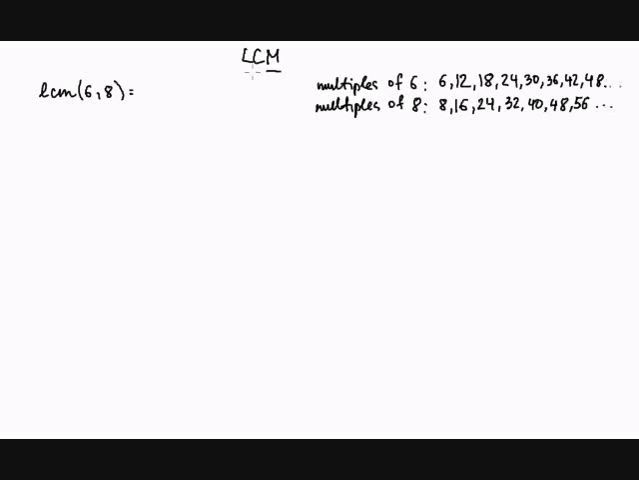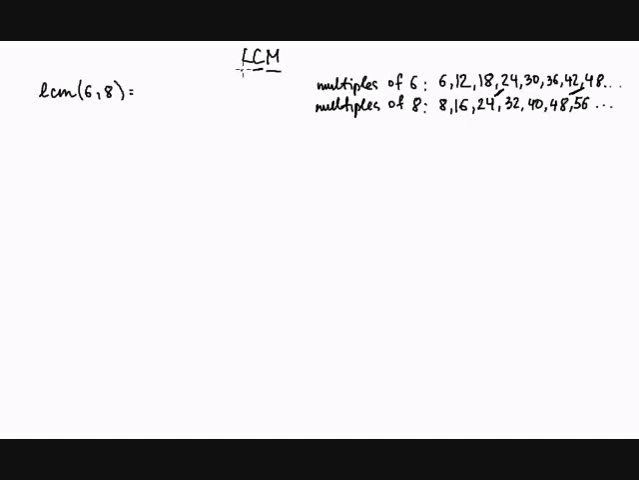Okay, so C stands for common. That means we have to find the common multiples of 6 and 8. So that means we have to find the number that is divisible by both 6 and 8. So in here we see 24 is divisible by 6 and 8, 48 also, and there are infinitely many numbers like that.